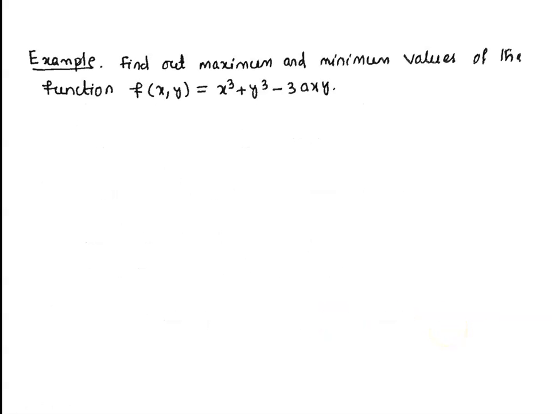Now here we have another example. Find out the maximum and minimum values of the function f(x, y) = x³ + y³ - 3axy. Here our a is a positive constant. Now our function is x³ + y³ - 3axy. Let us find out the partial derivative of this function with respect to x and with respect to y.